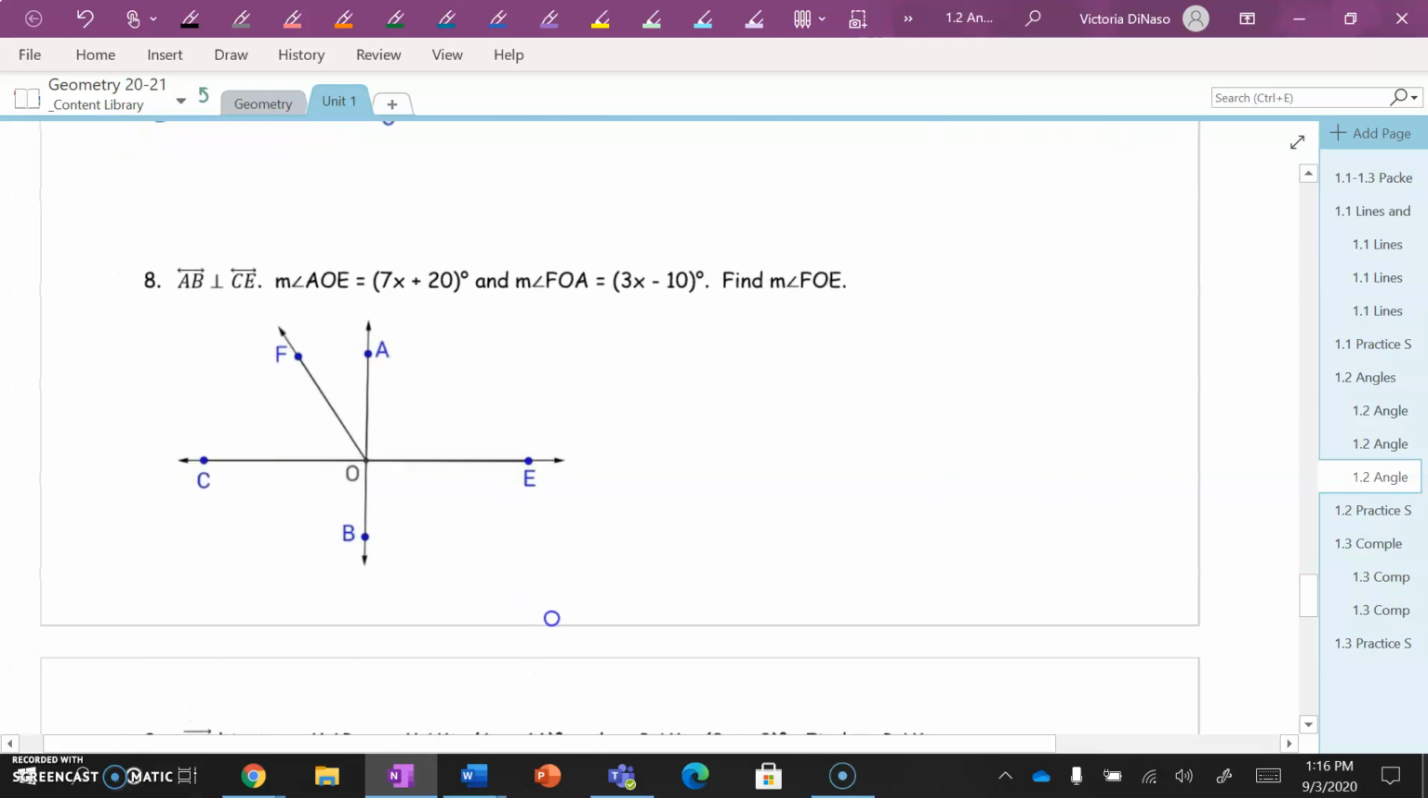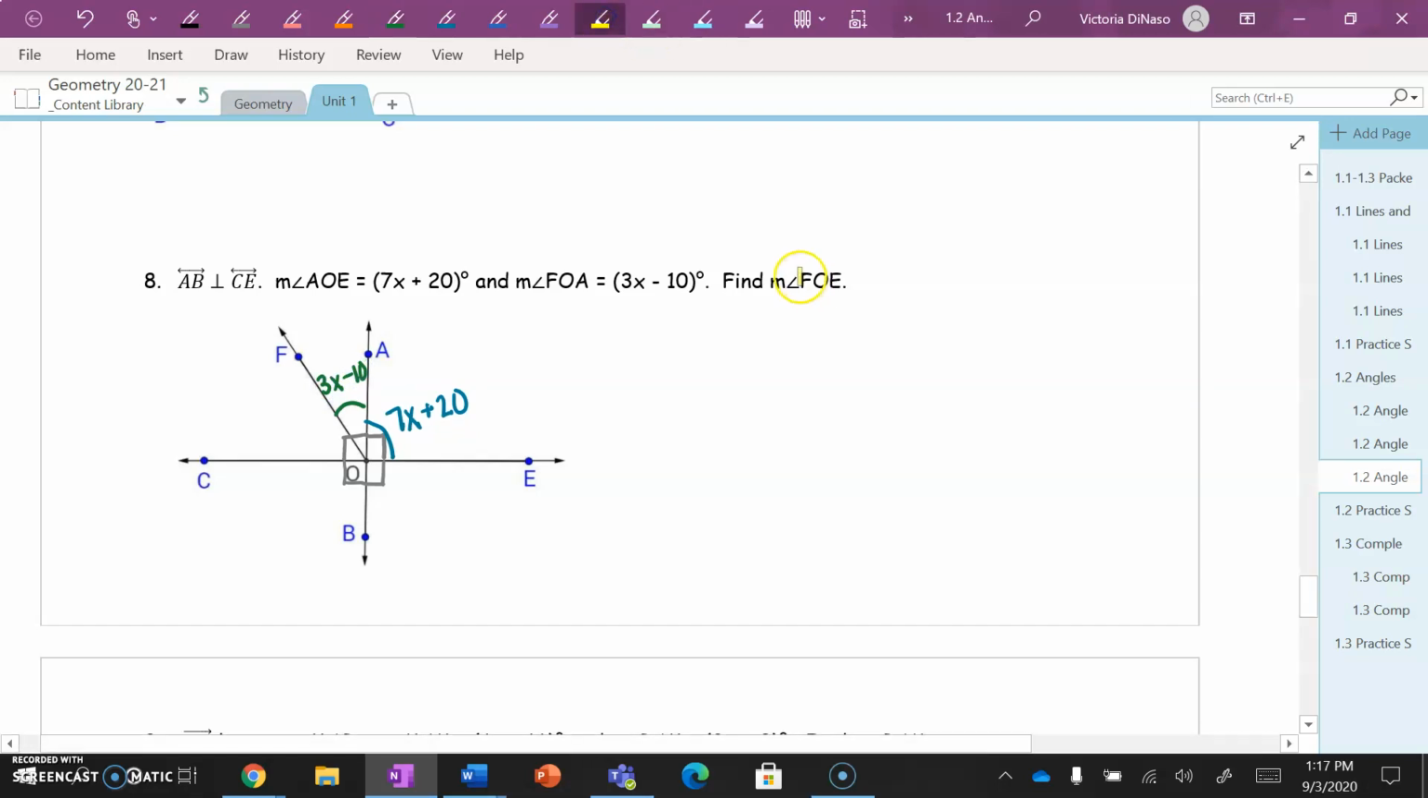Let's use some algebra. So we have line AB is perpendicular to line CE. So since they're perpendicular, we can go ahead and label all of the right angles in the corners. It says that the measure of angle AOE, from A to O to E, this whole thing, is 7x plus 20. And the measure of angle FOA, which is right here, is 3x minus 10. Find the measure of angle FOE.